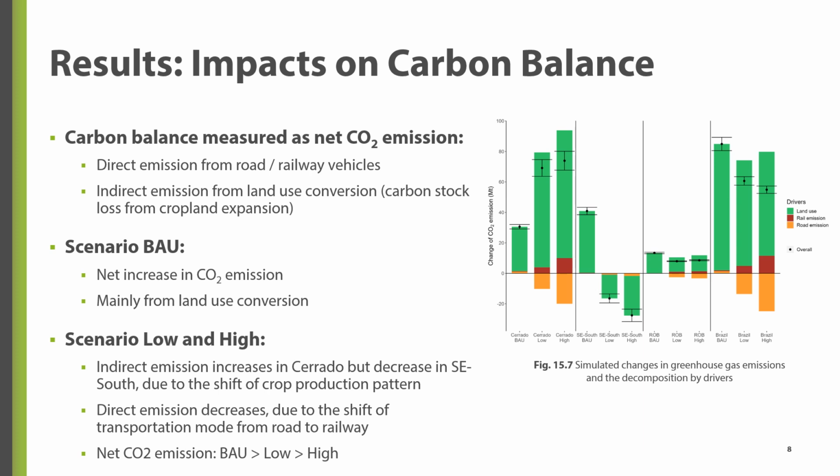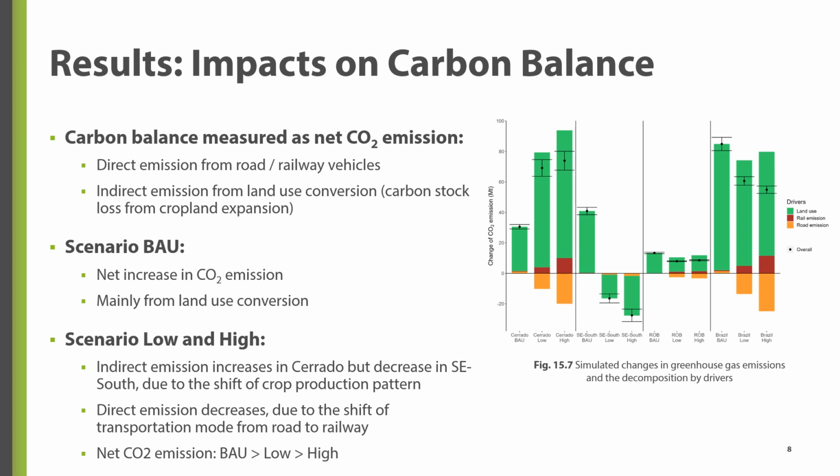Finally, impacts on crop production and land use further influence the carbon balance in Brazil, measured as the net carbon dioxide emission from two sources: the direct emission from the road or railway transportation of crops, and the indirect emission from the loss in carbon stock due to cropland expansion.